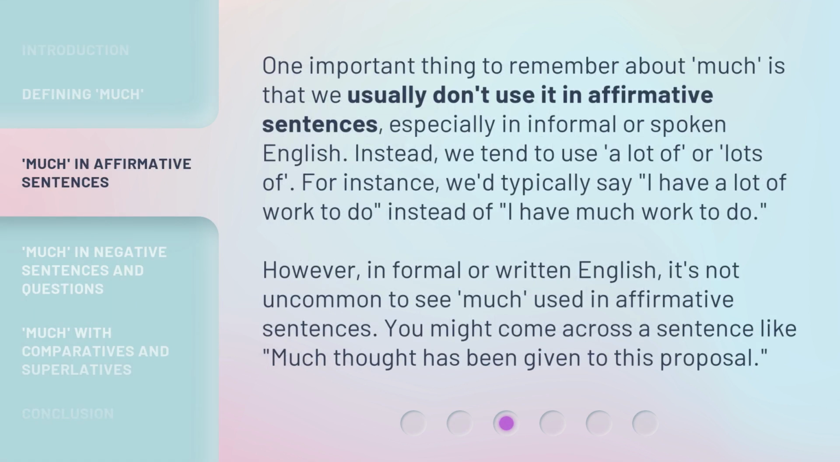One important thing to remember about much is that we usually don't use it in affirmative sentences, especially in informal or spoken English. Instead, we tend to use a lot of or lots of. For instance, we typically say, "I have a lot of work to do," instead of "I have much work to do." However, in formal or written English, it's not uncommon to see much used in affirmative sentences. You might come across a sentence like, "Much thought has been given to this proposal."